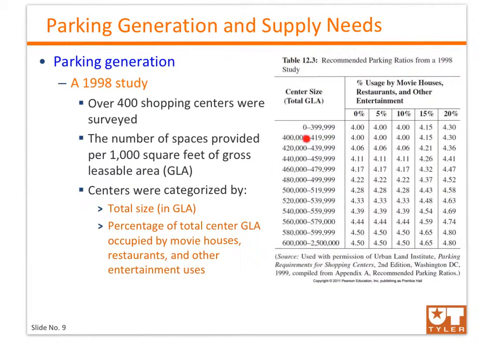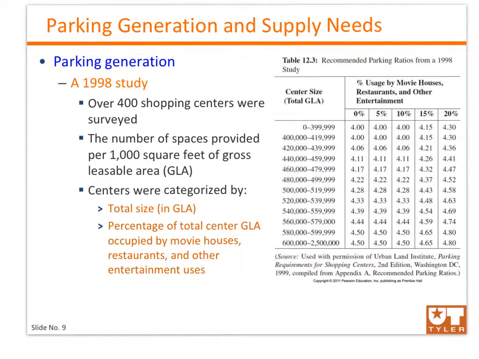So it's going to be here, and now we're not just depending on GLA, we're also depending on the percentage usage of movie houses, restaurants, and other entertainment. So if it's just 0%, let's assume that this center is not going to have any entertainment facility. It's just going to be anything else but movie houses, restaurants, or entertainment. Then we need to have, here, four spots for every 1,000 square feet of gross leasable area.